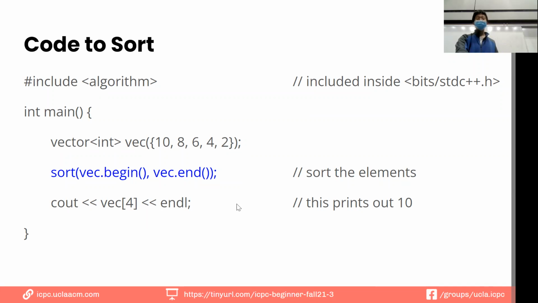And then finally, this sort function will sort the array in place for you. What this means is that after calling this function, the original array, in this case vec, will be in sorted order. So now if you access the last element of the vector, vec[4], this should print out 10 rather than 2.